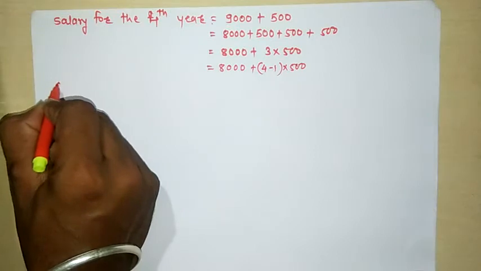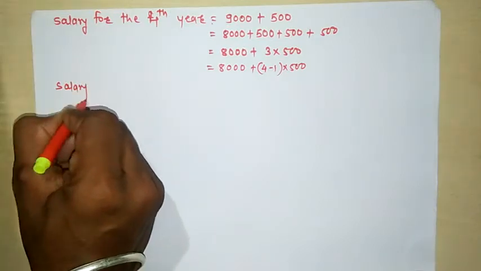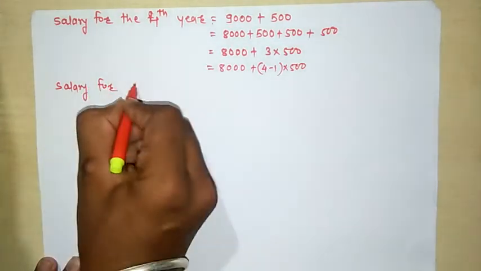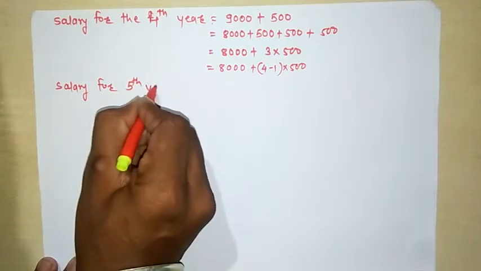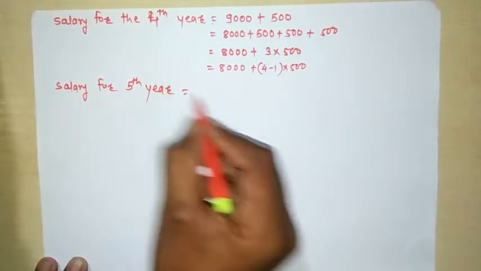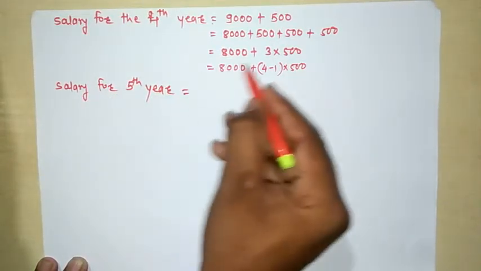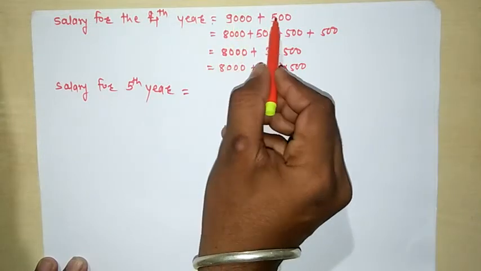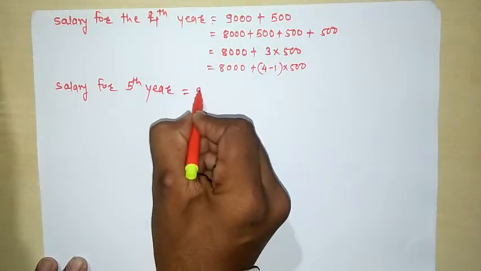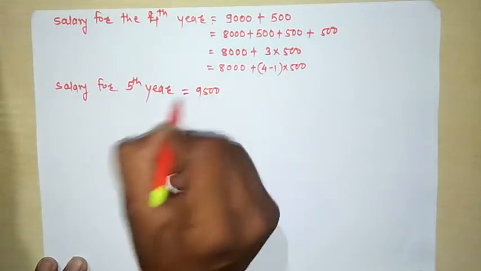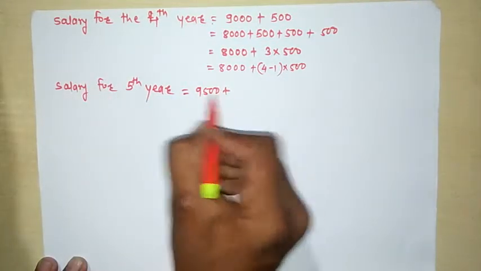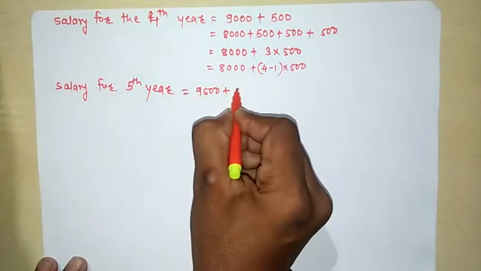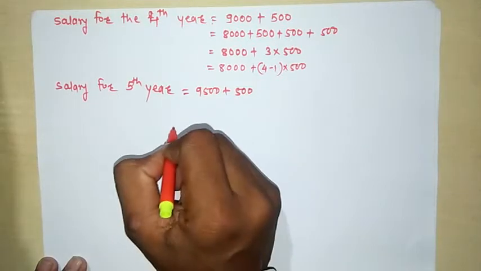Salary for the fifth year is equal to the salary for the fourth year. What is the salary for the fourth year? 9,000 plus 500, which is equal to 9,500. This is the salary for the fourth year. But we have to calculate the salary for the fifth year. That is again a 500 increment.